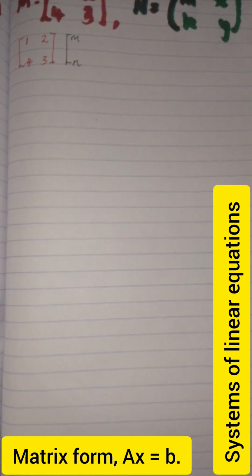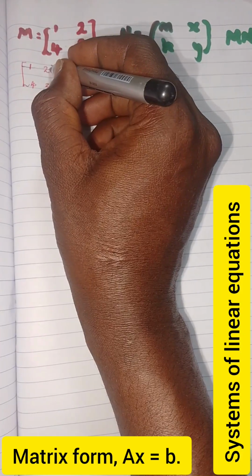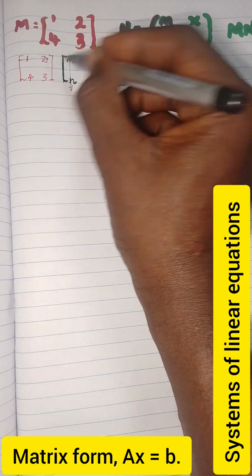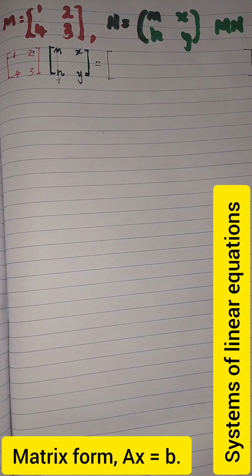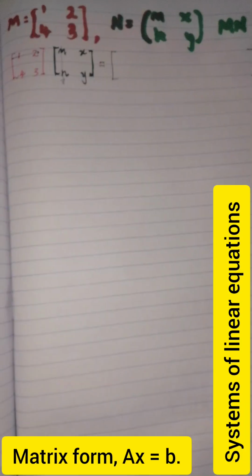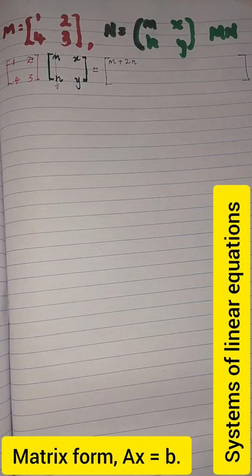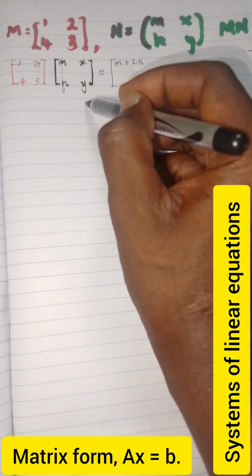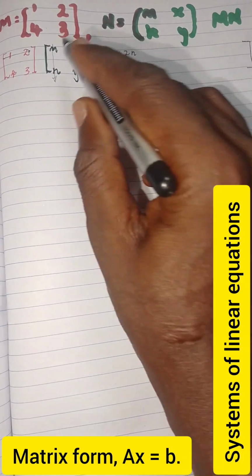MN, horizontal multiplies vertical. So this multiplies this. When it does that, 1 times m is m plus 2 times n, 2n. What do we have here? So this times this, put the answer here. So 1 times x is x, 2 times y is 2y.